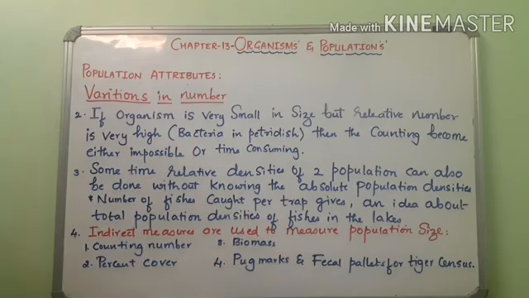So no one dares to count the number of tigers, because it is a very cruel animal. So they calculate the number of tigers by their pug marks, the feet, wherever they have kept. From that, they have the marks on the surface of the soil, that is called pug marks, and fecal pellets, the excreta. From that they are going to count the number of tigers in that particular region.